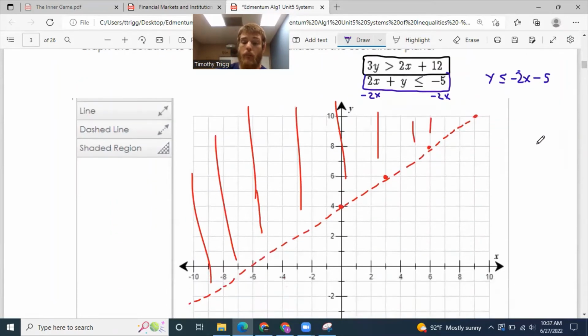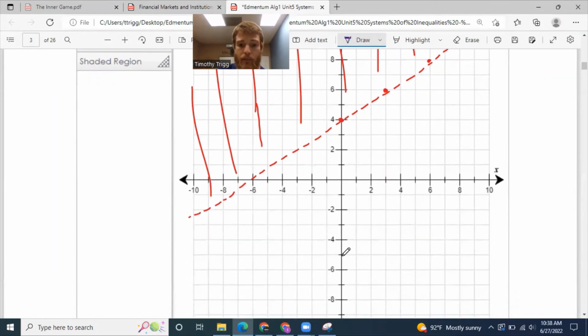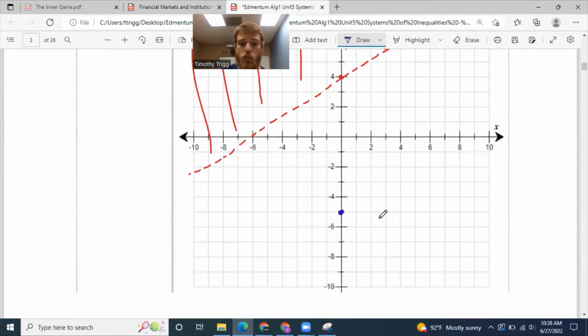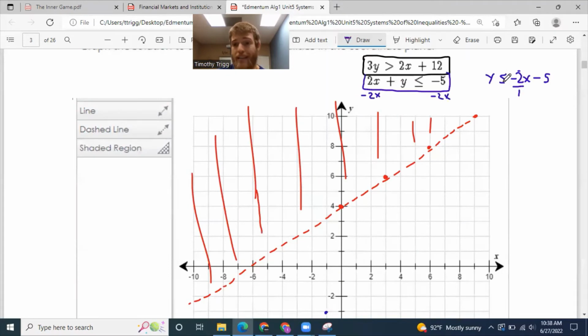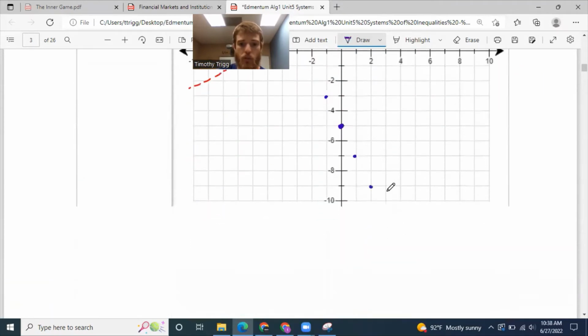So for this one, our slope is negative 2 over 1, so down 2 over 1. And our y-intercept is negative 5. So start at negative 5 on the y-axis. I always start with my y-intercept. Then I go down 2 over 1, down 2 over 1, down 2 over 1. So it looks like this. And in this case, it'll be a solid line because it has the or equal to. So a solid line here.